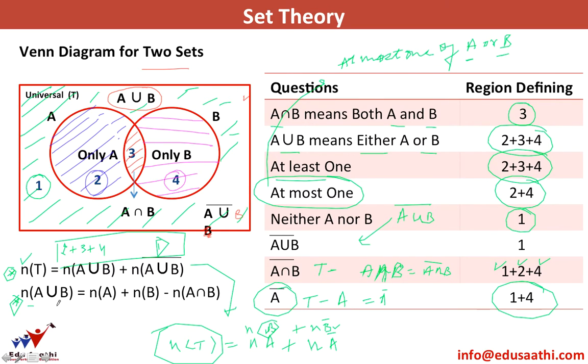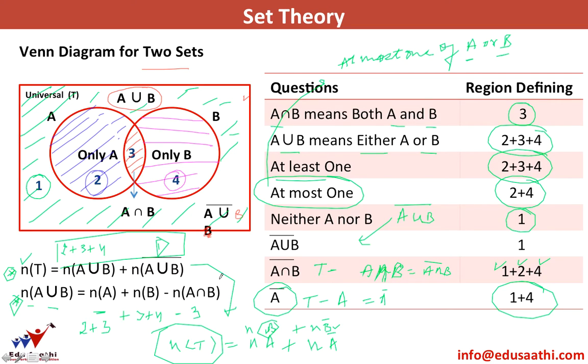Now n of A union B, the number of elements in A union B, is equal to n of A, the number of elements here in A, which is defined by the region 2 plus 3, plus the number of elements in set B, which is defined by 3 plus 4, this 3 here and 4 here, the red and the magenta lines, minus the elements of A intersection B, which is 3.